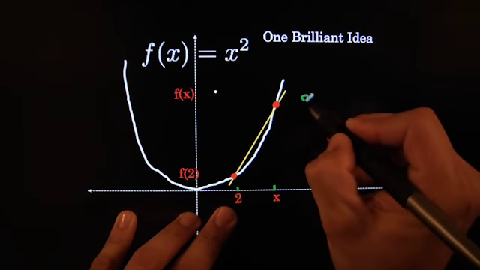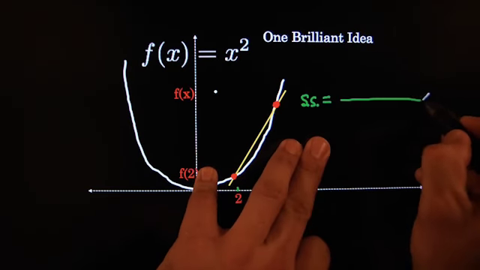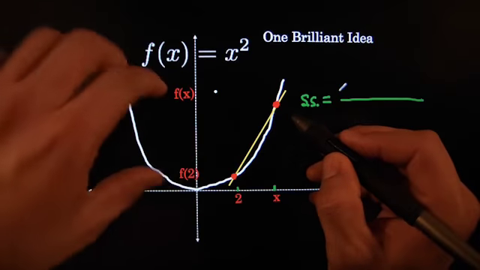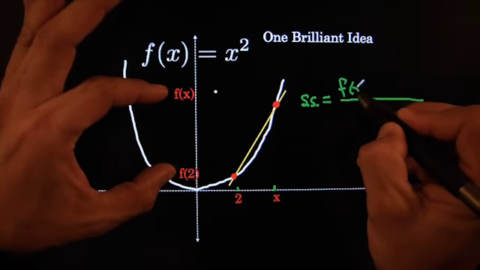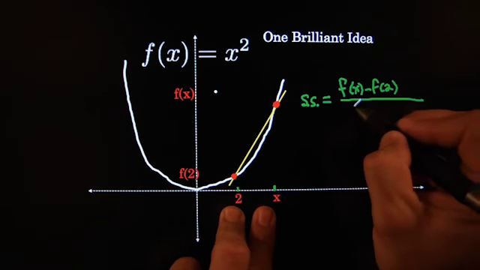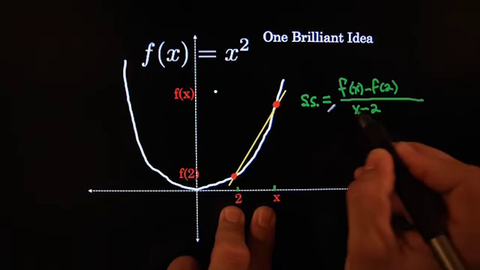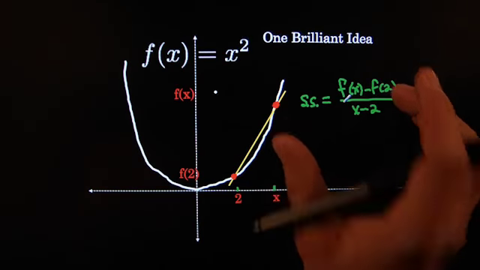The secant slope, I'm going to use SS for secant slope, would become the difference of y's over difference of x's. So I look at the y values, f(x) minus f(2). Then I look at the difference of x's, x minus 2. And that's my secant slope. Well, any little chump can figure that out. But here's the brilliant part.